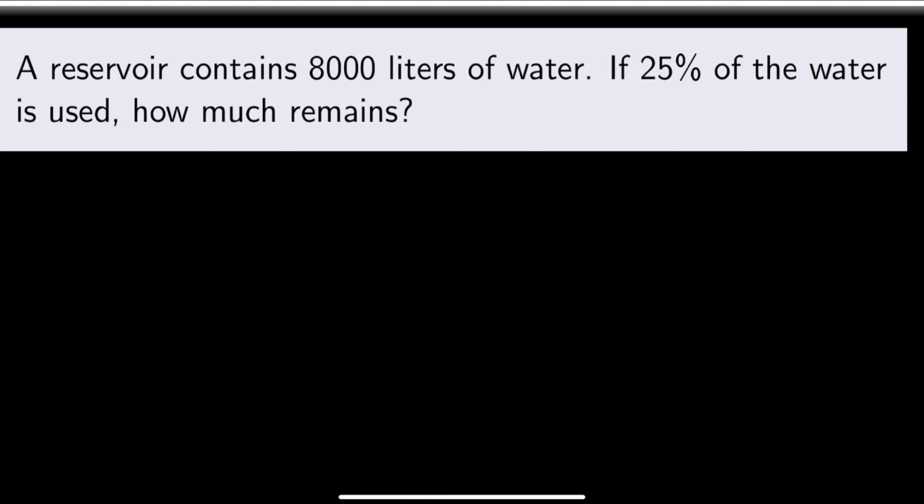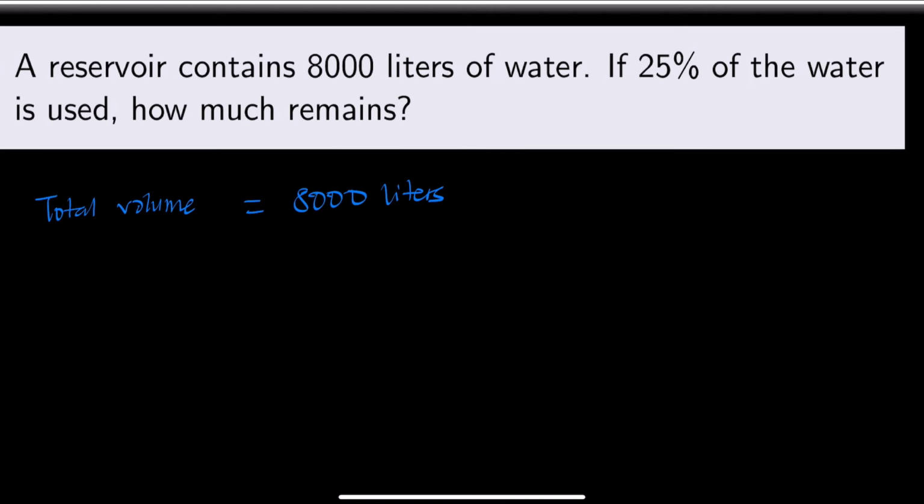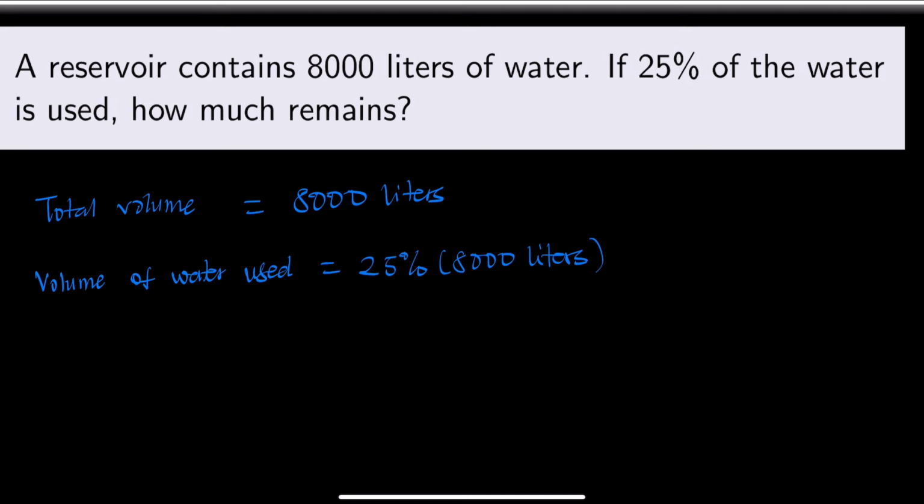With our third question, we have a reservoir contains 8,000 liters of water. If 25% of the water is used, how much remains? We have the total volume giving us 8,000. Now let's find the volume of the water used. So from the question, we are being told that 25% of the volume is used. So thus we are going to have 25% times 8,000 liters, which is giving us 2,000 liters.